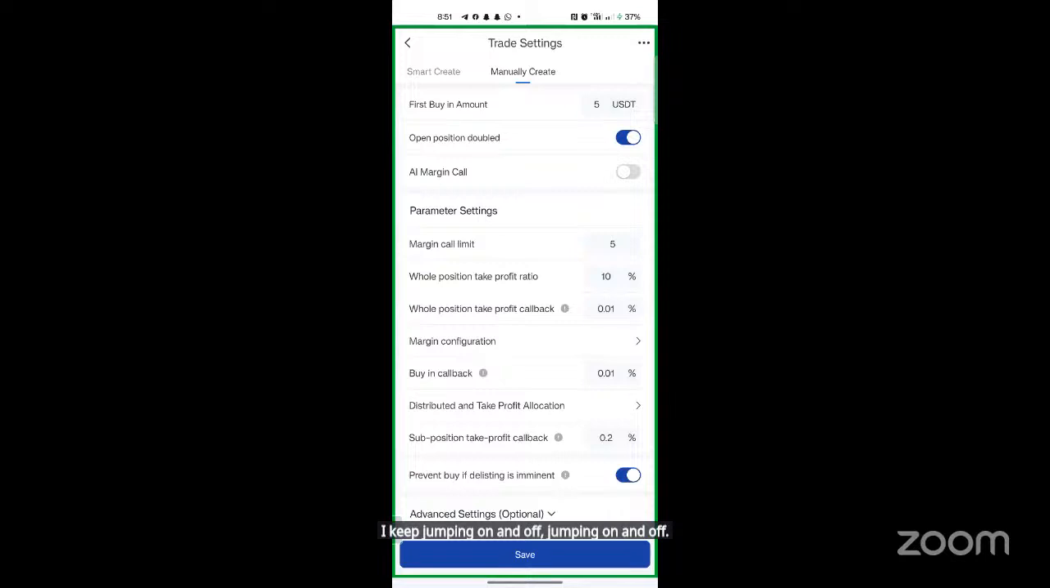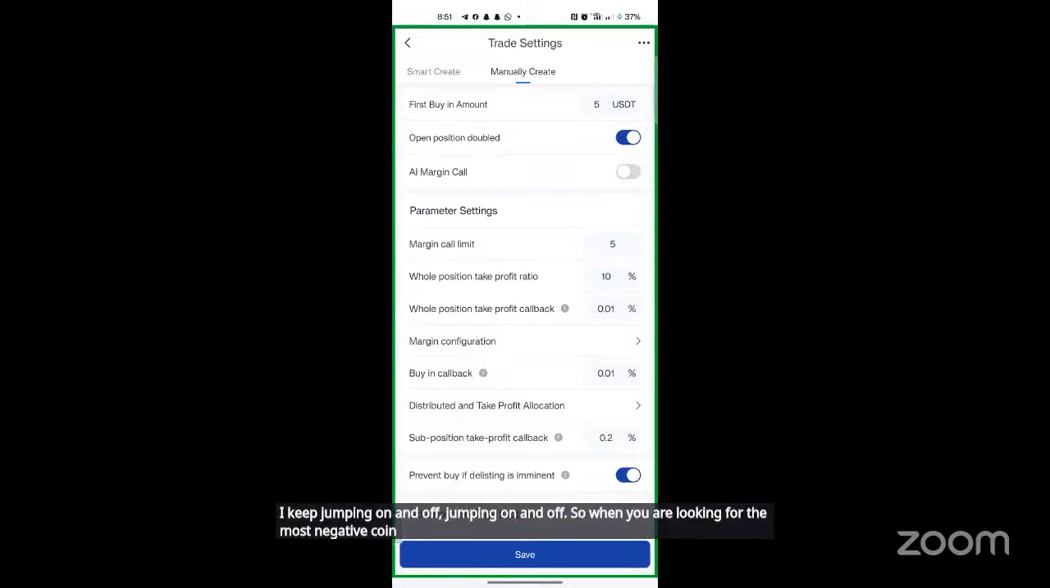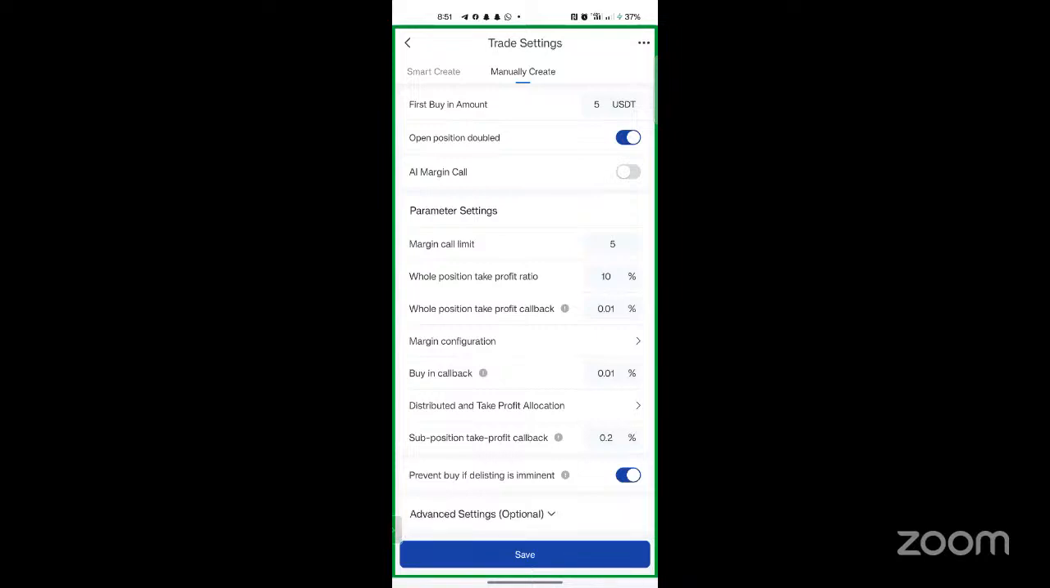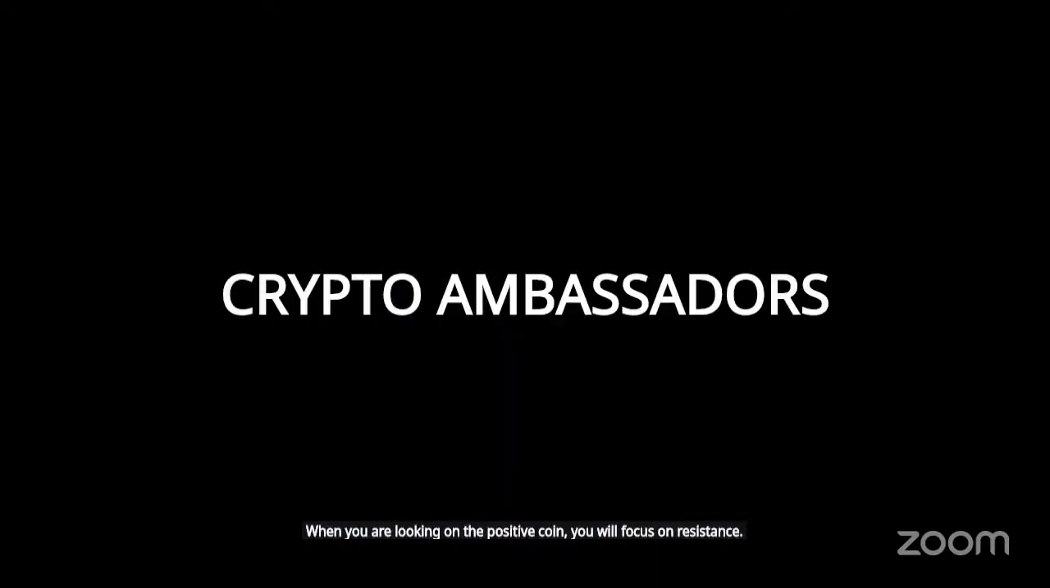So when you are looking at the most negative coin, you will focus on support. When you are looking at the positive coin, you will focus on resistance. Is it clear? Okay. So if you are using TradingView, you'll just measure from your pivot to resistance 1, and from resistance 1 to resistance 2.